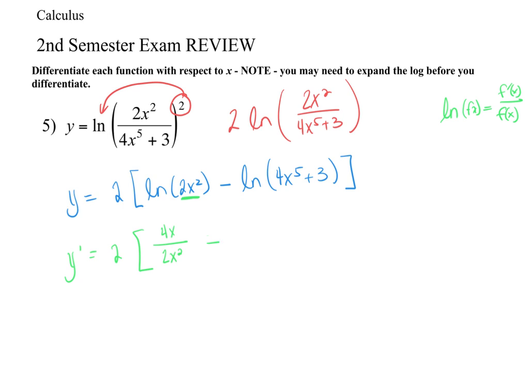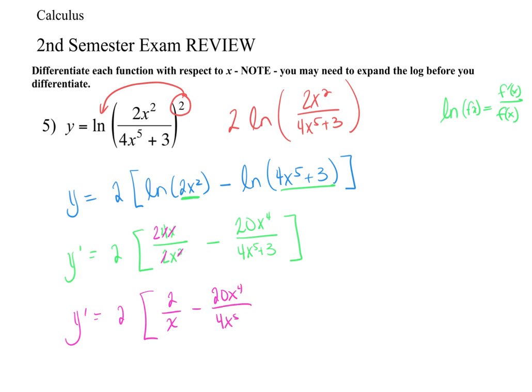And then subtract derivative of this. Well, that's 20x to the 4th over 4x to the 5th plus 3, right? And I can reduce if possible. So on that first piece, I can reduce. I can cancel one of my x's out, and I can cancel the 2 and the 4 out, right? So I end up with 2 over x minus 20x to the 4th over 4x to the 5th plus 3.